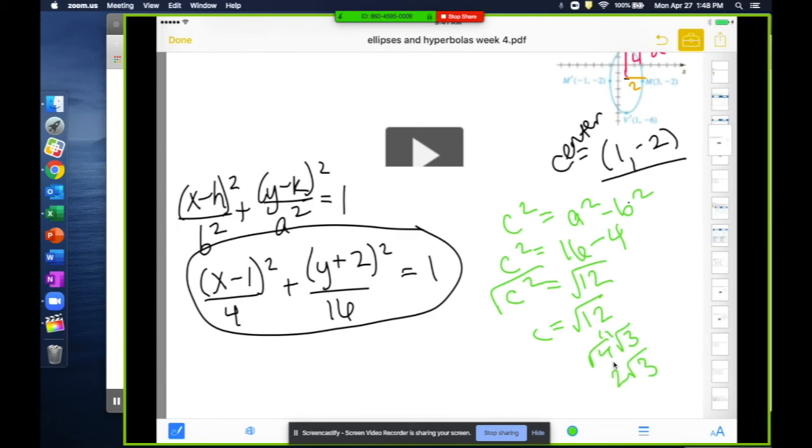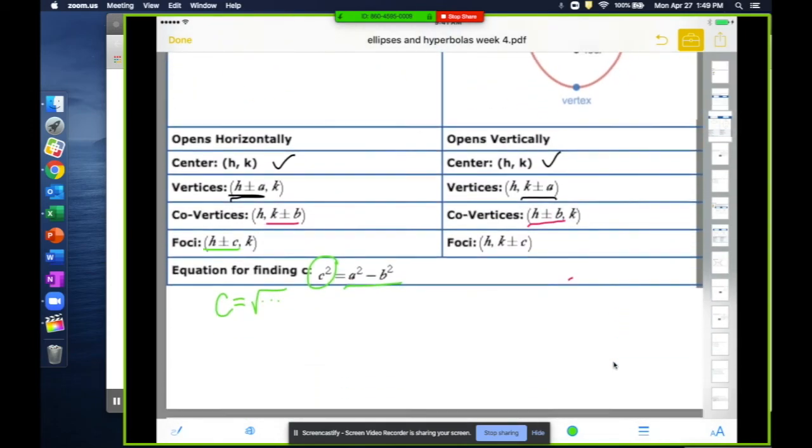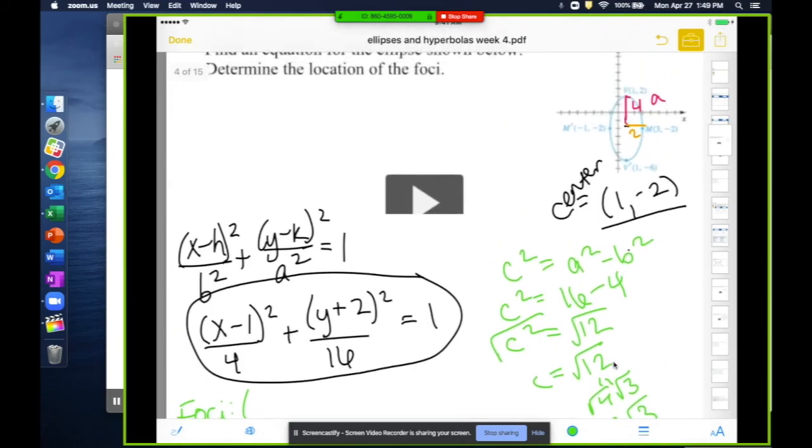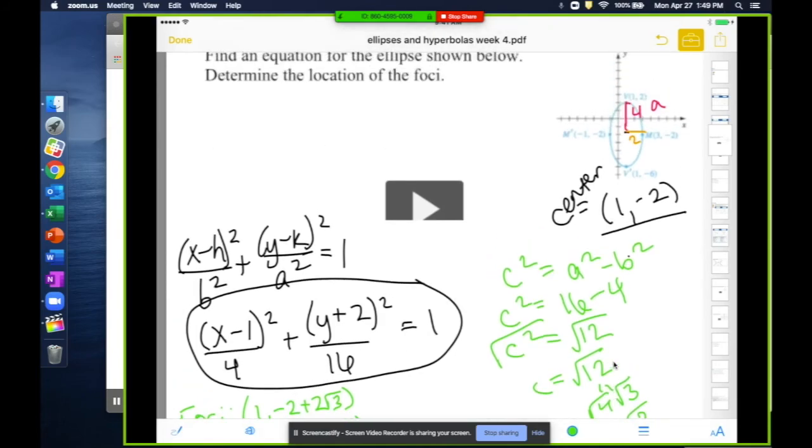So my c value, the center to the foci, is 2 square root 3, and since my ellipse is vertical, I want to add that to the k value of my center and then subtract it from the k value of the center, and you can see me double checking here up in the notes. So my h value is going to stay the same. It's going to stay 1 comma, and then I take negative 2 plus 2 square root 3 for the first foci, and then 1 comma negative 2 minus 2 square root 3 for the other foci, because I have two of them, one going up and one going down from the center.